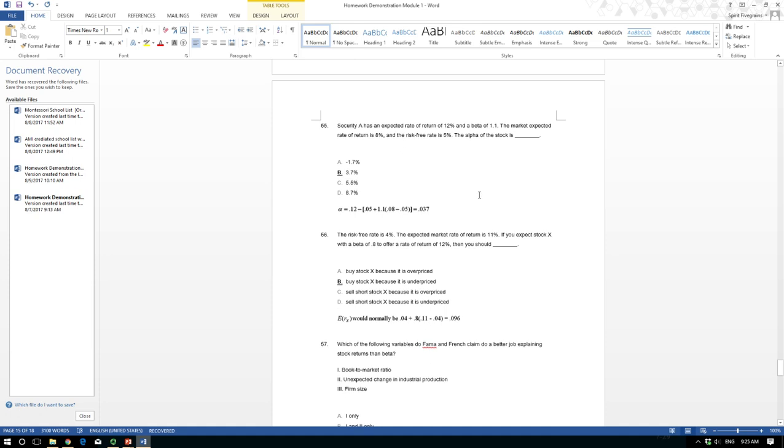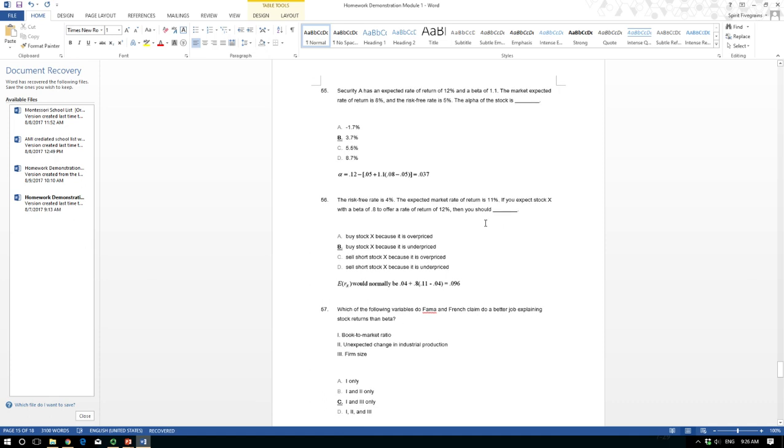Number 55, and here's another application of the CAPM model, right? With a beta, risk-free rate, and market return, you can calculate the required rate of return. And alpha equals the difference between the expected rate of return and the required rate of return. So here, your expected rate of return is 12%, right? And what is the required rate of return? The required rate of return equals the risk-free rate of 5% plus beta, which is 1.1, times the market premium. The market premium here is the difference between the market return and the risk-free rate. And the difference that you get here is 0.037, which means alpha is equal to 3.7%. And this stock is undervalued, of course.